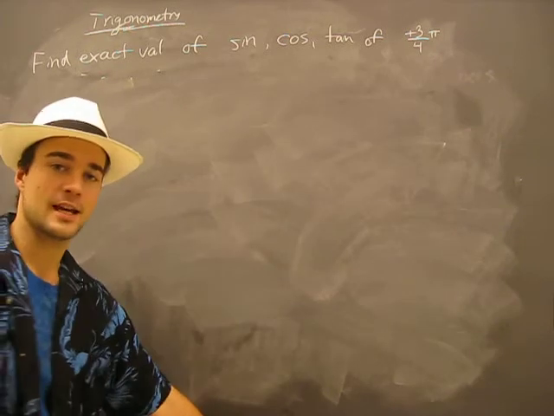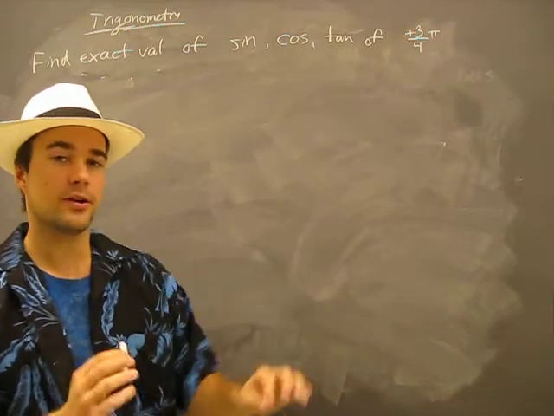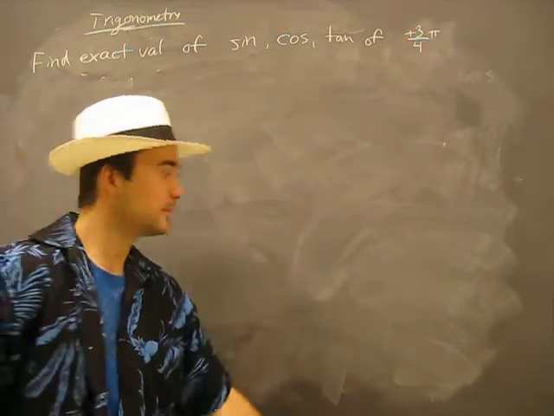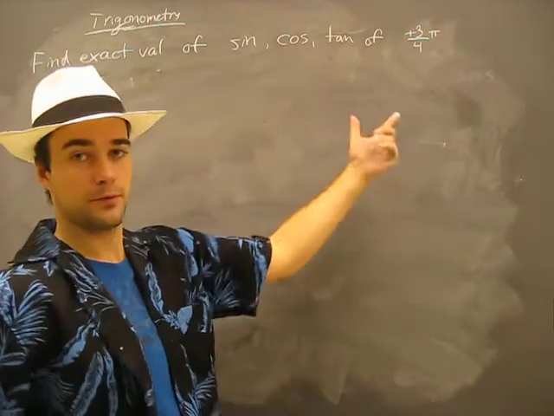Alright, we're going to do another example of this. Easy trigonometry. Remember, nothing new. Just a little bit of grade 9 stuff and a little bit of thinking. Okay? Let's see. Find the exact value of sine, cos, tan of positive 3/4 pi.